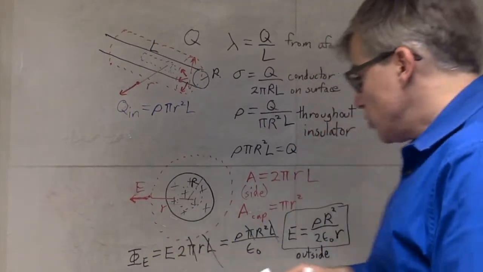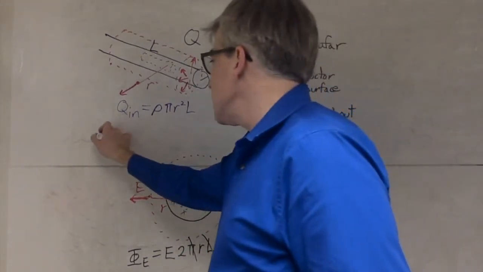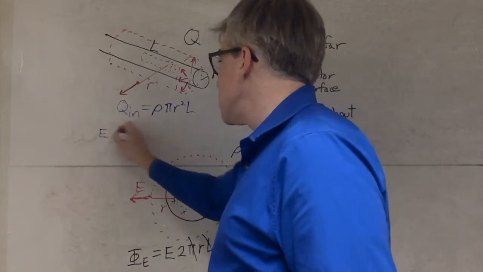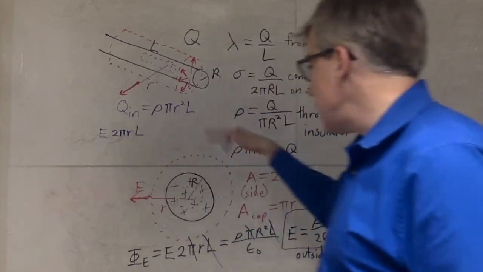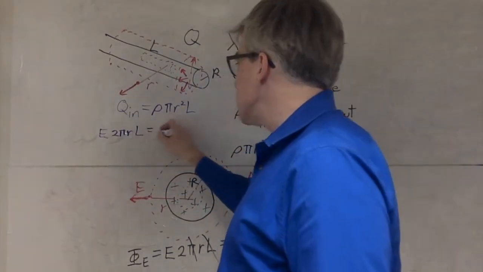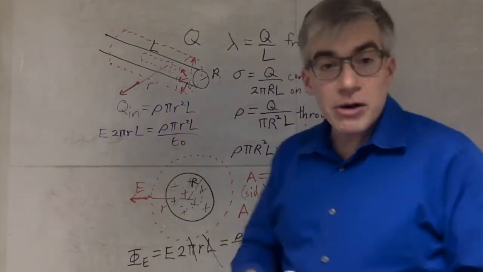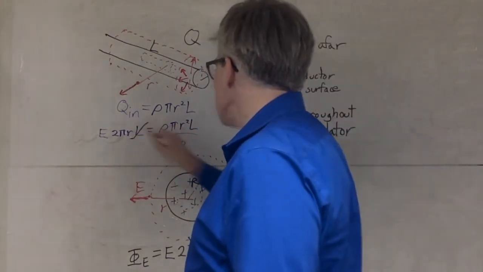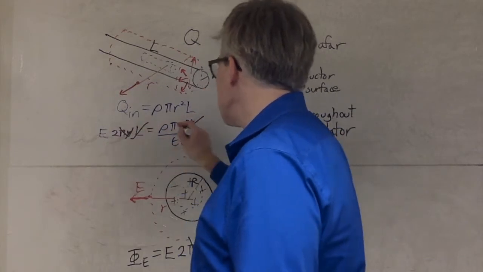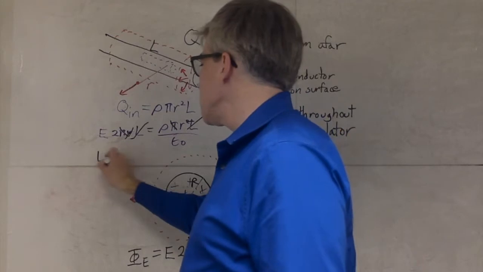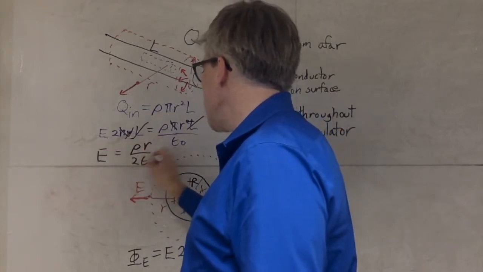So if we do our same math again with electric field times 2 pi little r times L, because that's the area, equals the charge inside over epsilon naught. Now we get L cancels out. We get one r canceling out. We get pi canceling out. And we get an electric field equal to rho r over 2 epsilon naught.